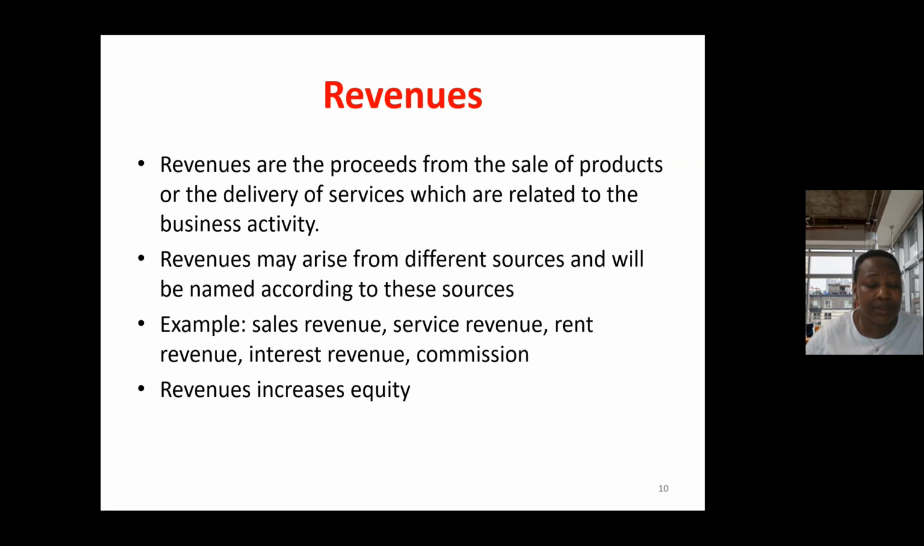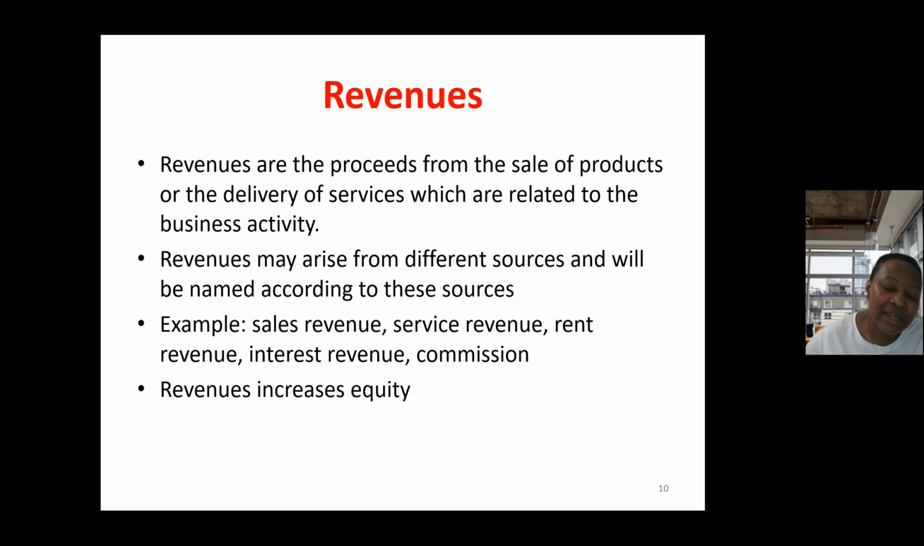The reason we're saying this is because your revenue may arise from other sources that are not related to your business activity, and we'll see that as we go on. So what are the types of revenue that we have? We would have sales revenue, which is proceeds from the sales of goods and services. You have your service revenue, where you offer some service. You have rent revenue, so maybe you have a building, for example, and you rent out part of the building. That would be your rent revenue. We have your interest revenue, we have commission, and all of those things.